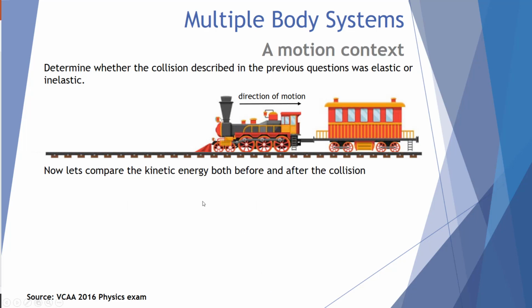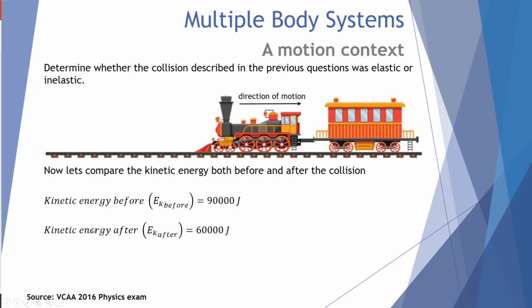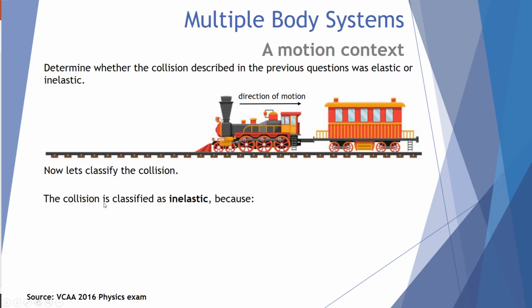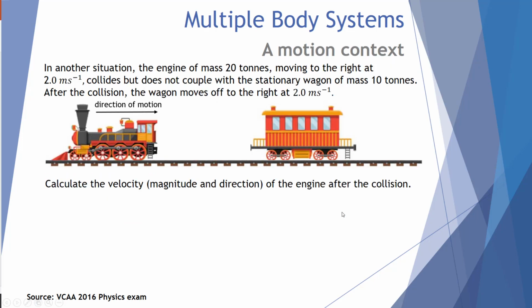So to summarize, let's compare. The kinetic energy before the collision was 90,000 joules. Kinetic energy after the collision is 60,000 joules. It's dropped 30,000 joules. So this collision is classified as inelastic because the kinetic energy after the collision is less than the kinetic energy before the collision. It's an inelastic collision. That 30,000 joules, by the way, has dissipated probably as heat and friction. Maybe some sound as well.